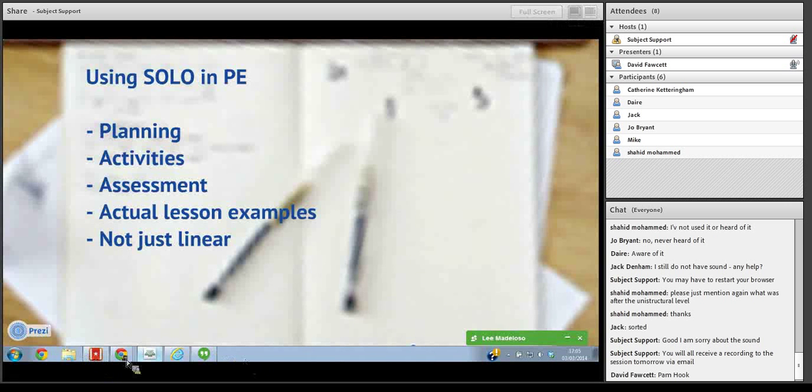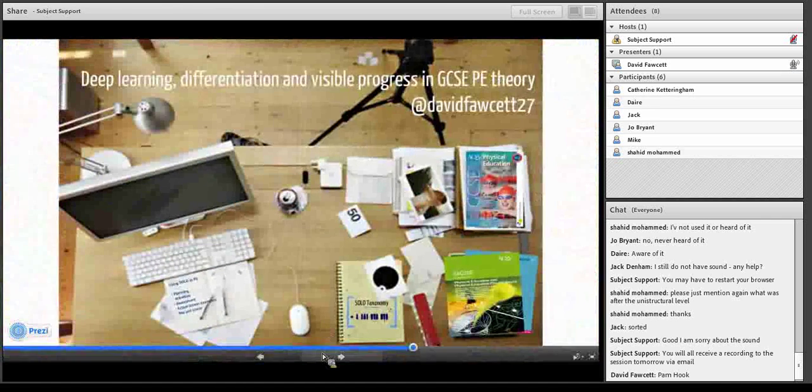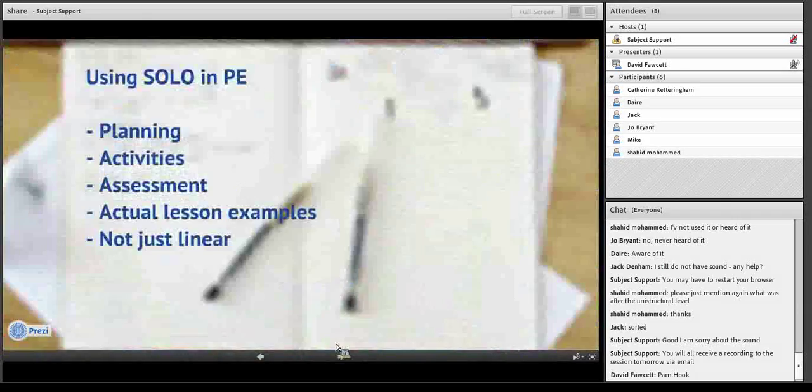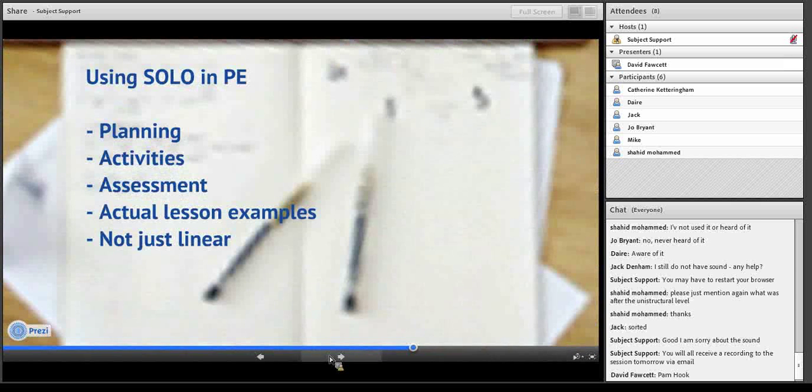Use SOLO Taxonomy to plan your lessons. I'm going to look a bit at the activities, because that's one of the biggest questions I get. I kind of get the idea of SOLO Taxonomy, but can you please go through some activities and show me what they look like? And I'll do that.